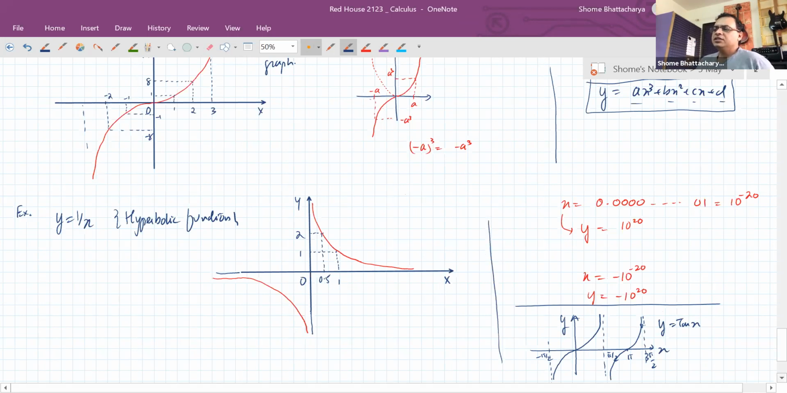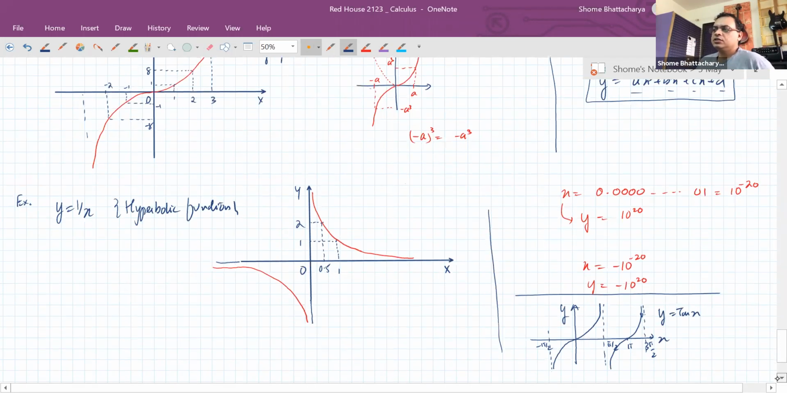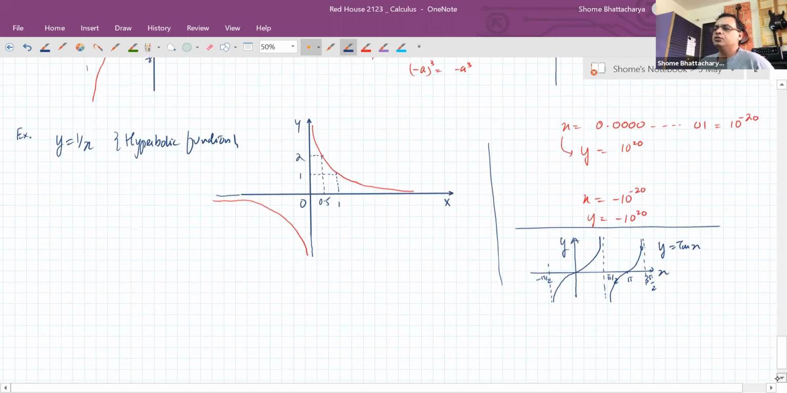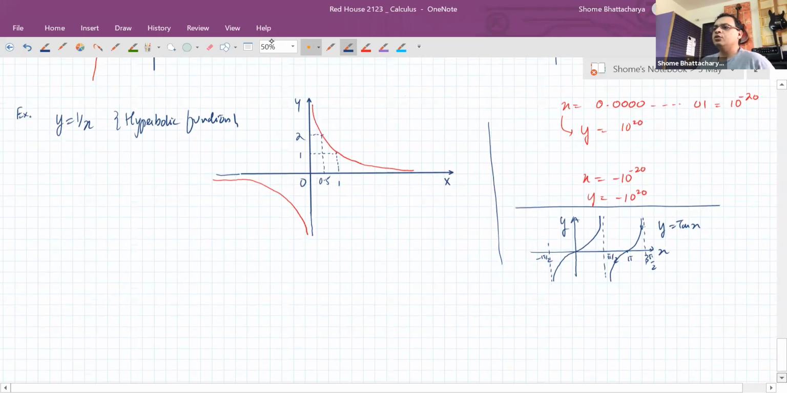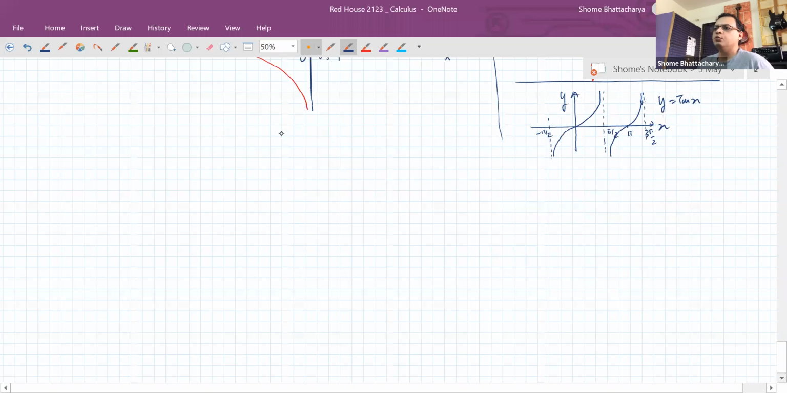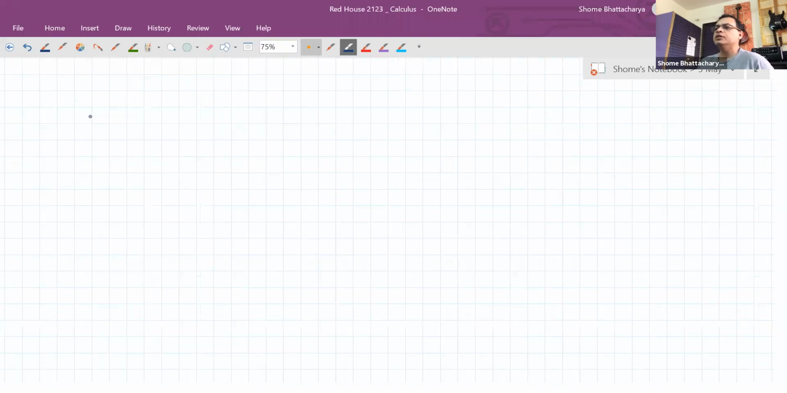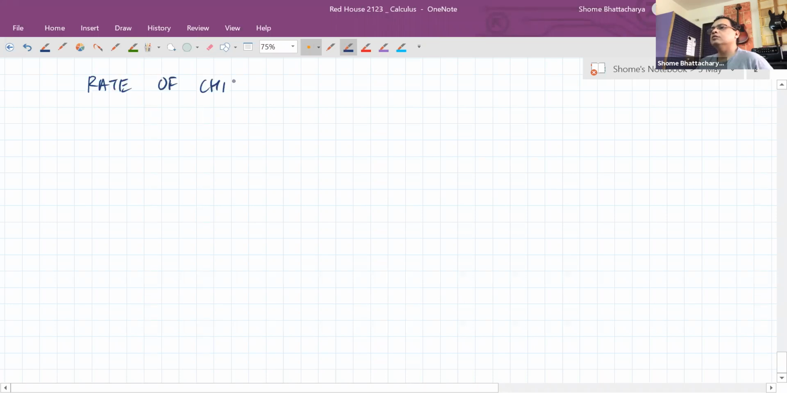All right. So this is just to give you an idea of what some of the basic shapes and graphs look like. Our purpose in physics is not going to be so much about graph plotting. It is more going to be about rate of change. So that is what we are coming to next. So, rate of change of a function.